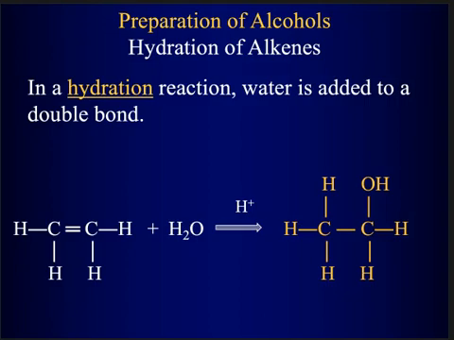Now, we actually saw this second way of preparing alcohols when we looked at the hydration of alkenes. So this was our last chapter. If we have a double bond and we attach water to it, or we break that double bond with water, one carbon gets a hydrogen, the other carbon gets an OH, and we now have an alcohol.